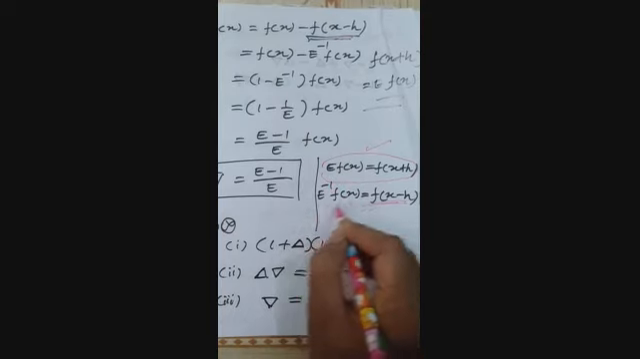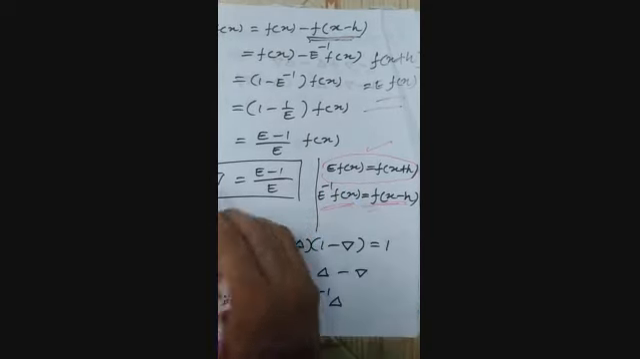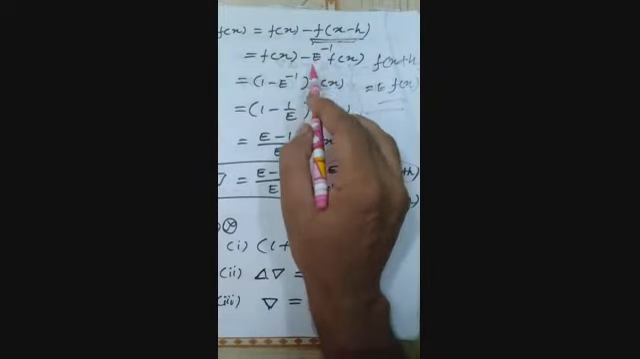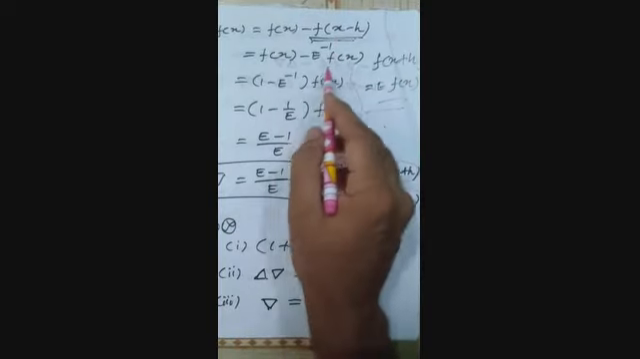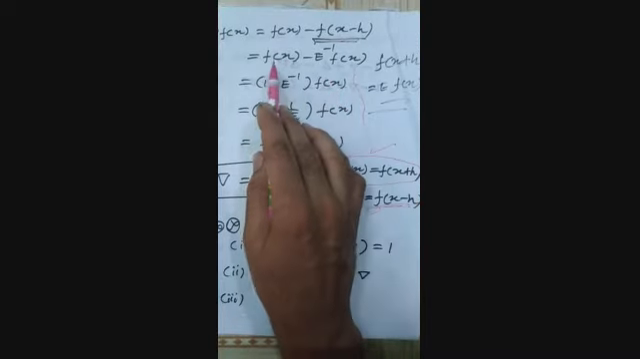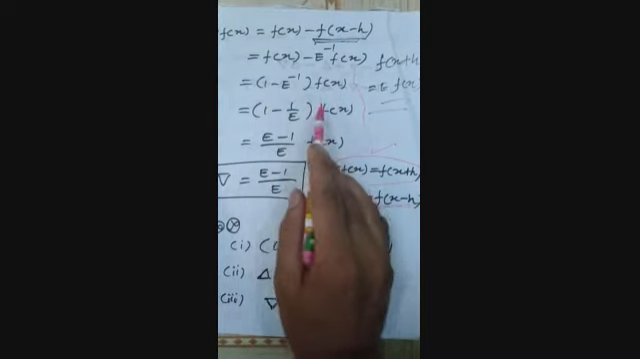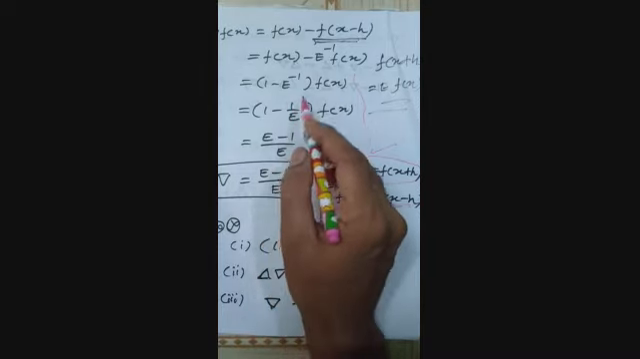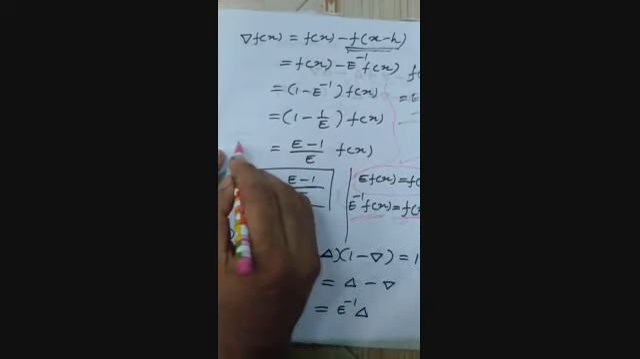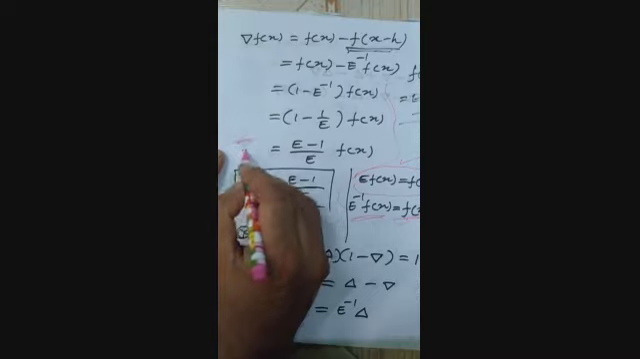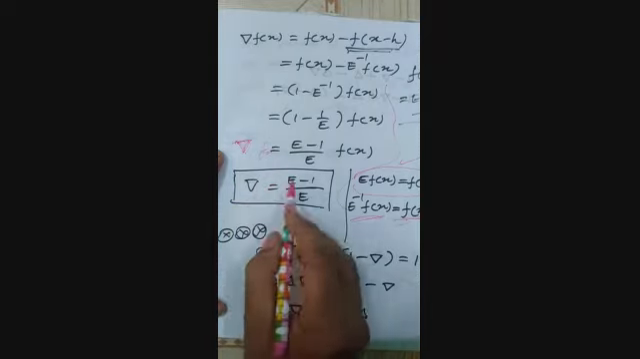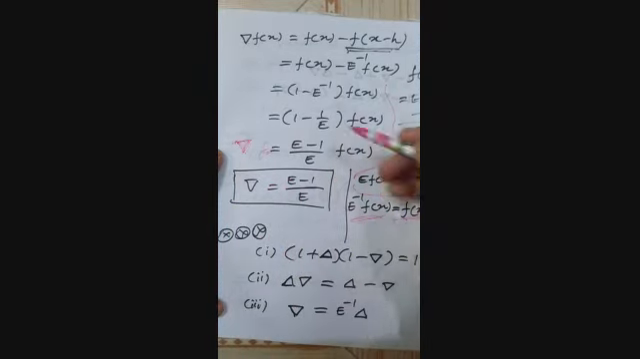E inverse f of x, E power minus 1 f of x. So I am going to apply here. So instead of this, E power minus 1 f of x. Now the f of x is a common one, so take it out. So within the bracket 1 minus E power minus 1. E power minus 1 can be written as, everyone you know very well, 1 by E. After simplification, E minus 1 by E f of x. So here Nabla symbol del, so del equal to E minus 1 by E.